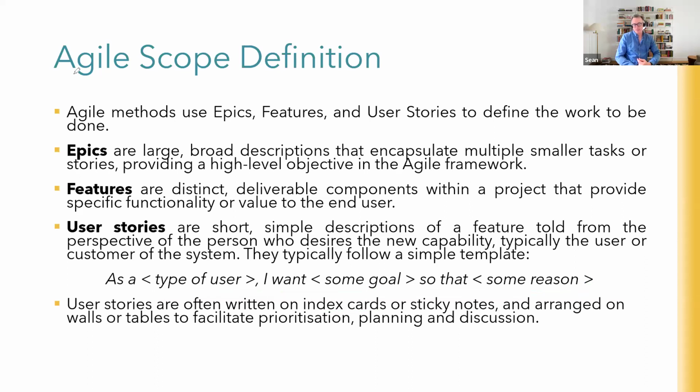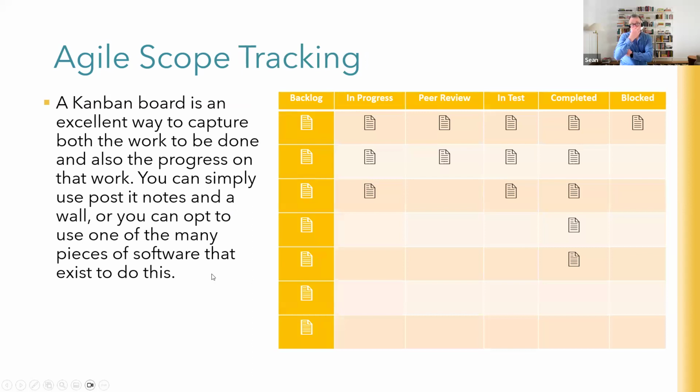But they do have a project and product scope statement as well, overarching it, and that breaks down into epics, features, and user stories as well. And then finally, just in terms of scope tracking, this is a Kanban board, which is a very common feature for a lot of agile methodologies, sometimes called a Scrum board if you're using the Scrum methodology.